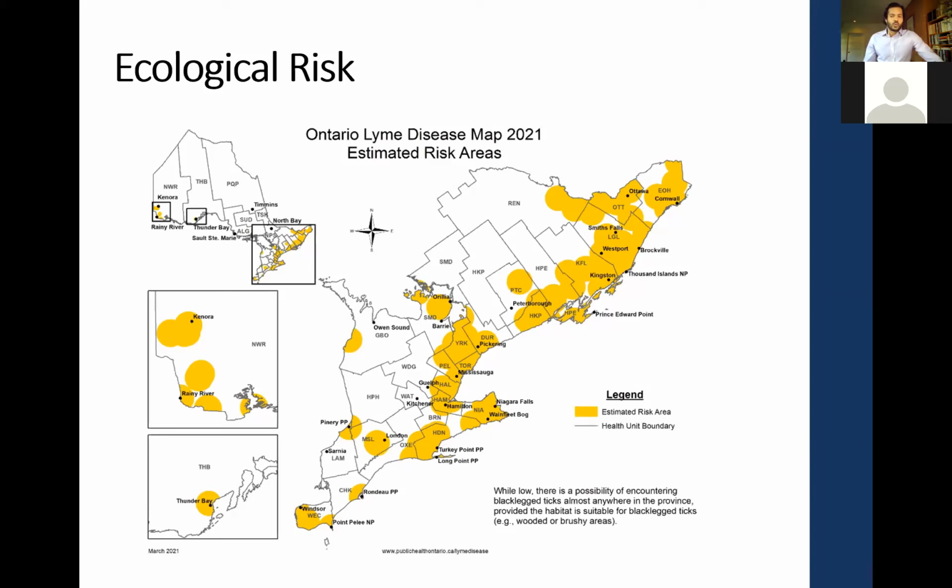These can be as high as 20%, and this would be the Rouge Valley, or there are a number of areas like Kingston, Brighton, Ottawa. And then there are other areas where that proportion of infected black-legged ticks is much lower, and actually estimates in our area vary, but they have been thought to be around 5%. And so really to be interpreted with much caution.